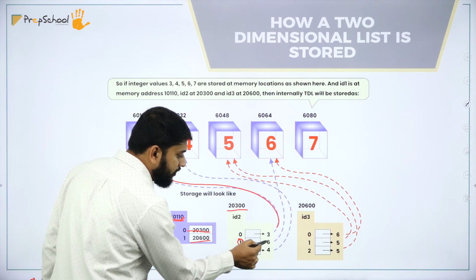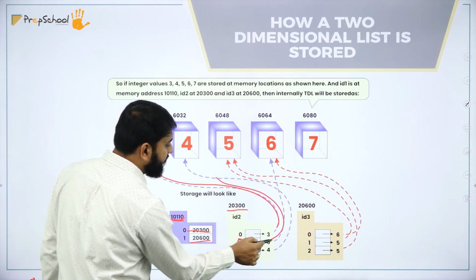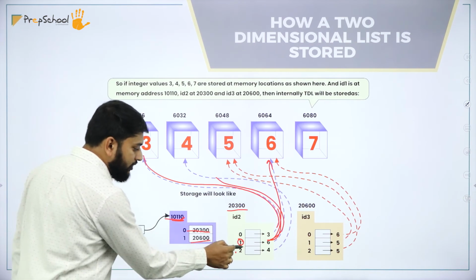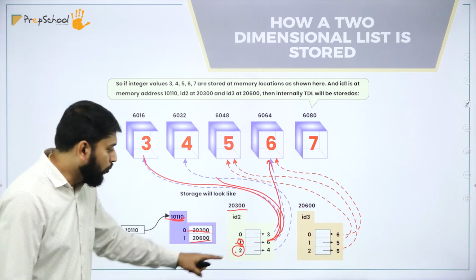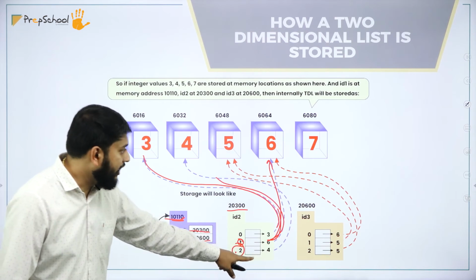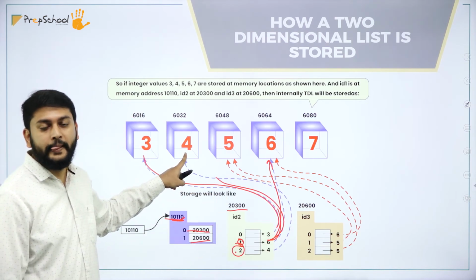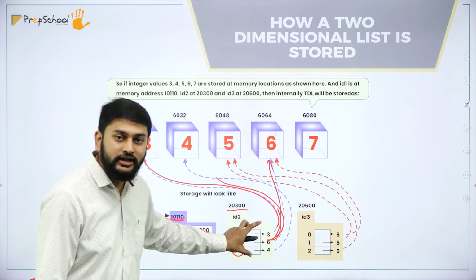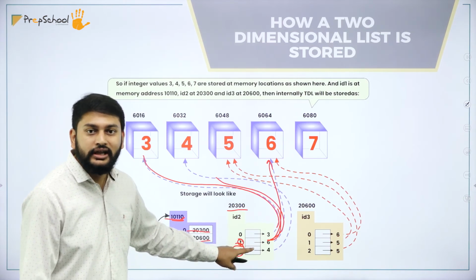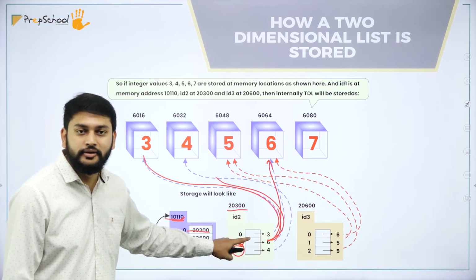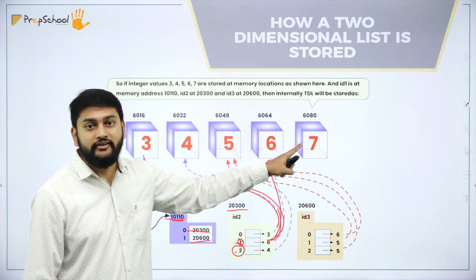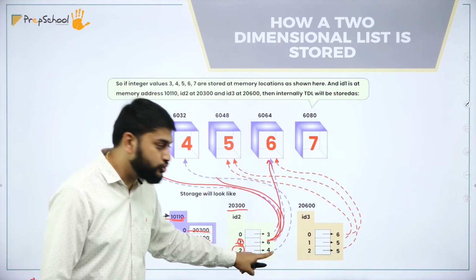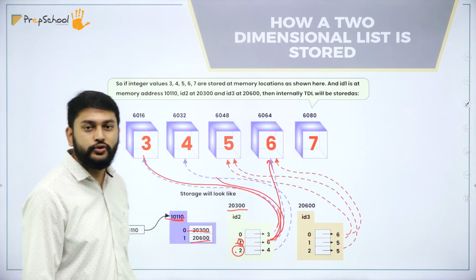So I have the reference for 6. Where is the 6? Here. In the second, that is in index number 2, what do I have? I have the reference for 4. So guys, this is one list. I just have the references inside this list, but I have already stored the numbers in the memory. So instead of storing the values, I am just storing the reference.